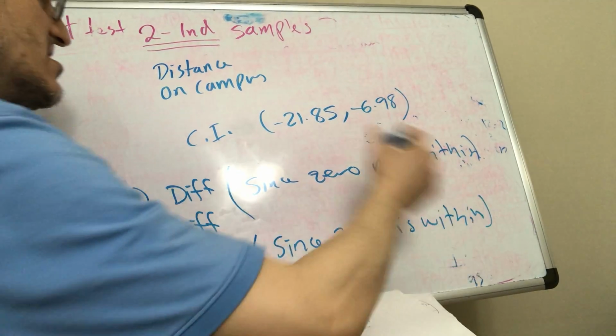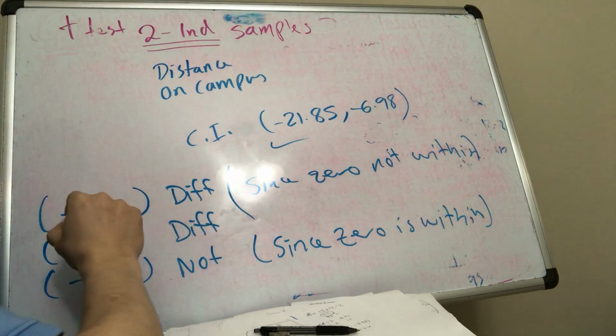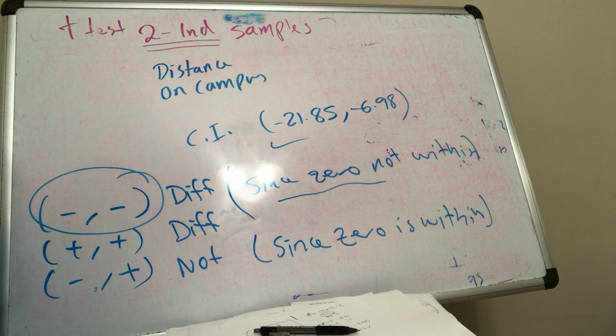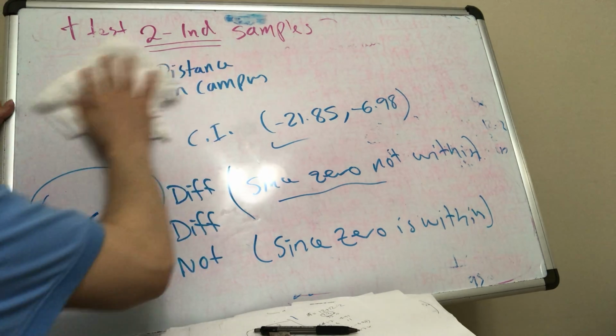So in our case, are the two groups different? Yeah, definitely. They're different because they're negative, negative, 0 is not within. So your answer is yes. The two groups are different since 0 is not within the confidence interval. Okay.